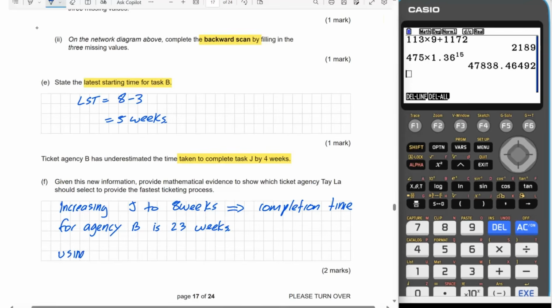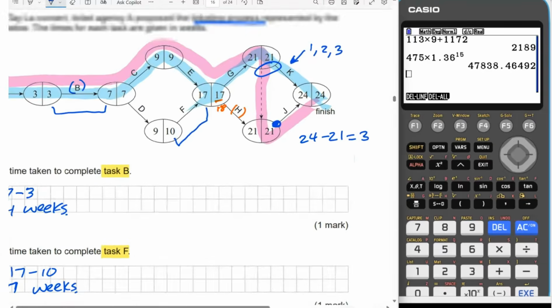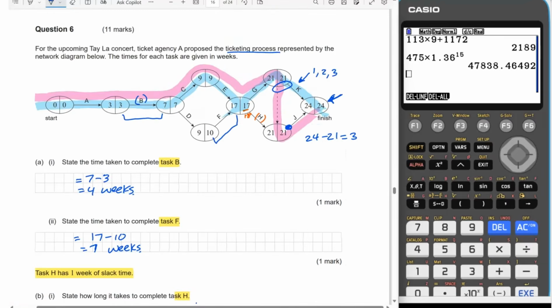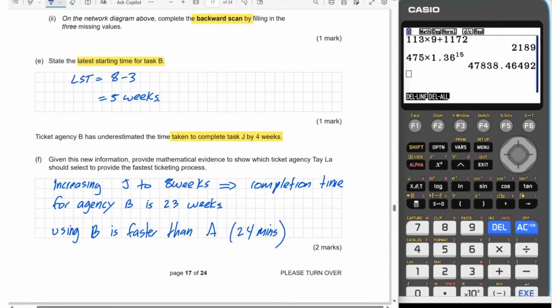So using B is faster than A, which I think took 24 weeks earlier, but we'll just have a quick look back here. I think we're actually given, yep, so there's the 24. So agency B is still quicker, even with those changes that it just had to make to task J. And that's it for question 6.